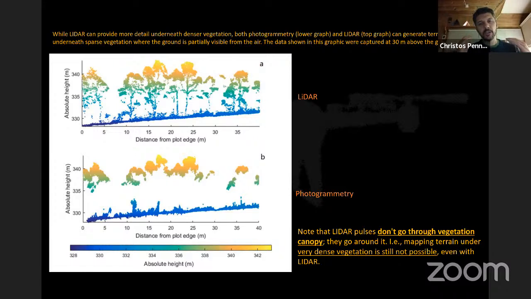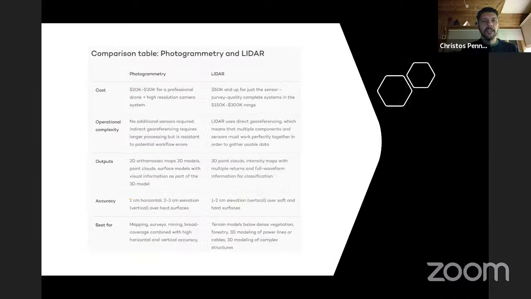So if we have a very thick tree canopy with no open spaces between the leaves and the branches, and the LiDAR cannot penetrate that, then it cannot give us an accurate representation of the terrain. And here we have a comparison table for photogrammetry and LiDAR data.